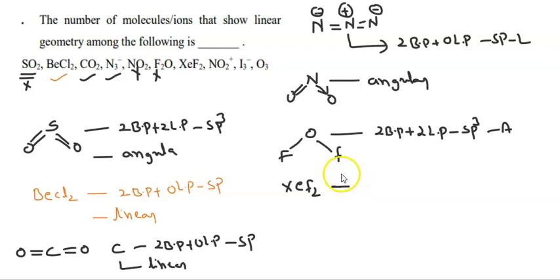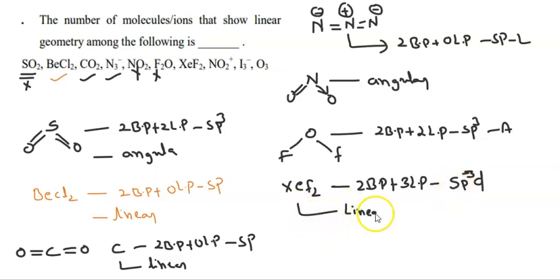XeF2, the central atom xenon, having 8 valence electrons. Out of 8, 2 are involved in bonding, 2 bond pairs. Still it is having 6 electrons which are not involved in bonding. That's 3 lone pairs, 2 plus 3, sp3d. 2 plus 3, 5 hybrid orbitals are there in sp3d, and which is having the geometry linear. Correct answer. NO2 is angular, which is having one odd electron. If the odd electron is missed, then you can get NO2 plus. That will be sp hybridization and linear, which is the correct answer.